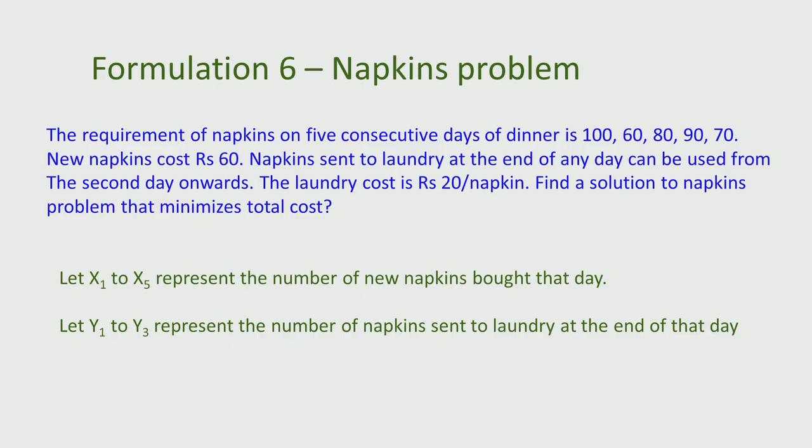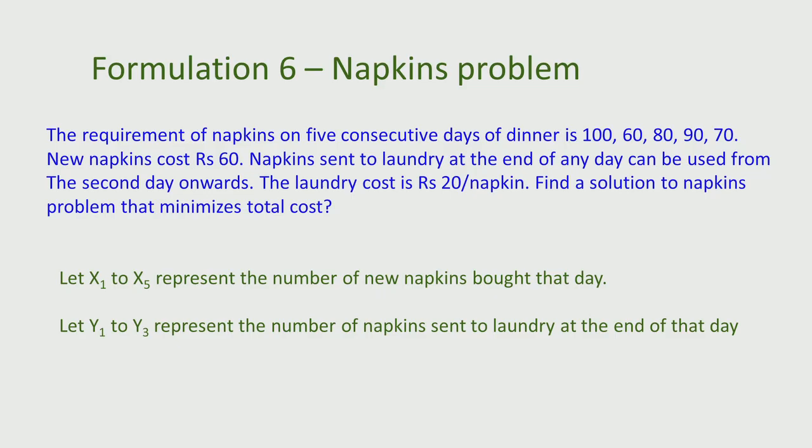Let me again explain the variables. There are 5 days in which we are going to have the dinner, and obviously we can use new napkins for the dinner. So, x1 to x5 will represent the number of new napkins used in days 1 to 5. I have indicated here that they are bought on that day, they are bought and used. So, the number of new napkins used on that day. y1 to y3 represent the number of napkins sent to laundry at the end of days 1, 2 and 3.